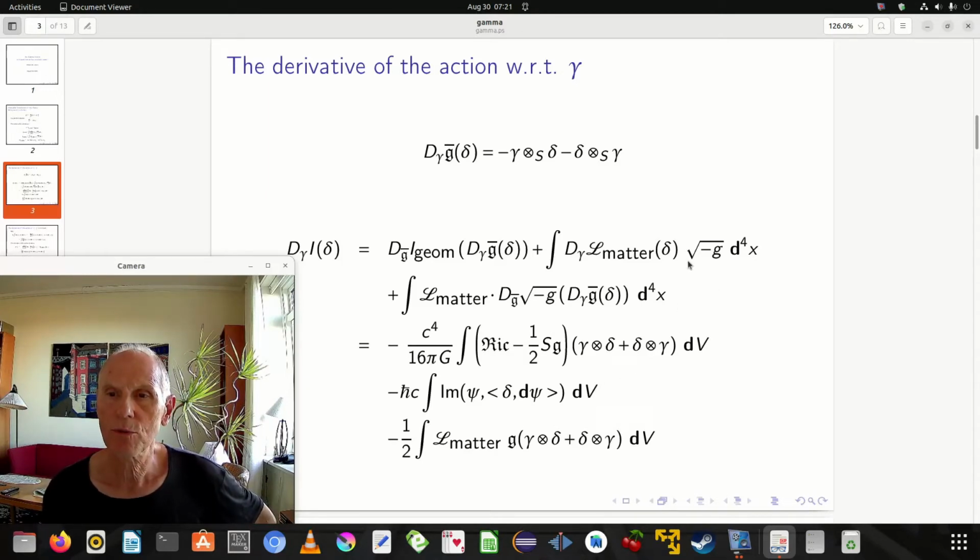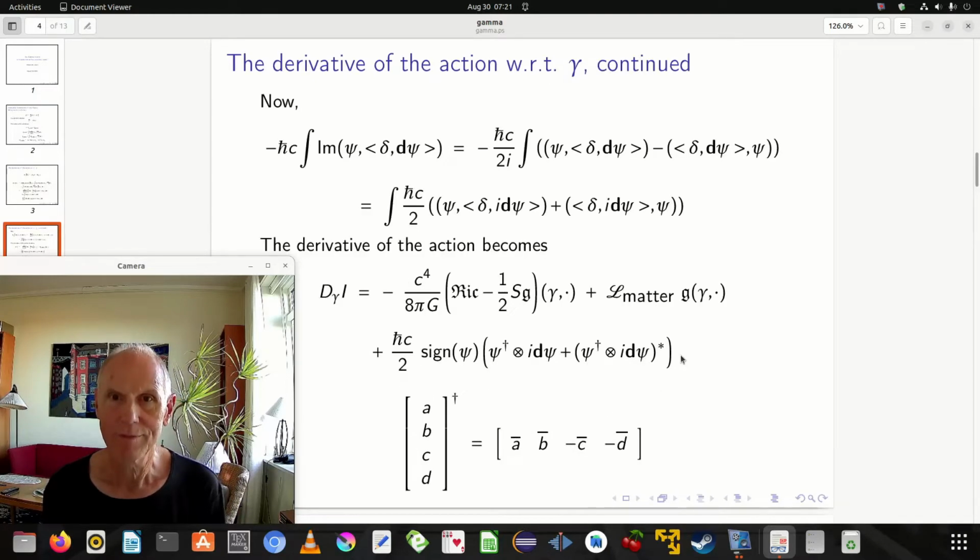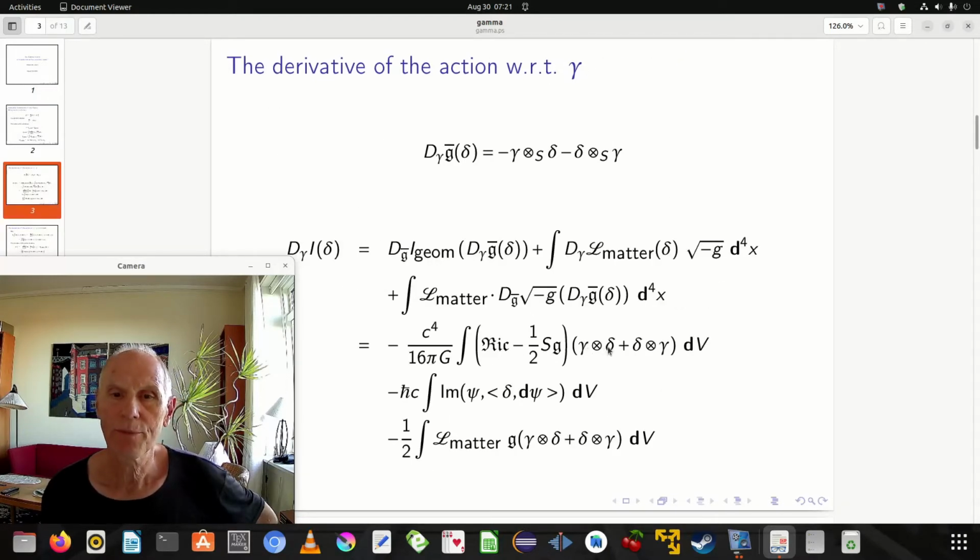And then square root minus g, the volume element, just write dv. And this guy is easy, it's just replacing gamma with delta. And this doesn't really matter, because L matter tends to vanish. We have written here the directional derivative as a symmetric form of delta as well. We need to write this as a symmetric form of delta as well.